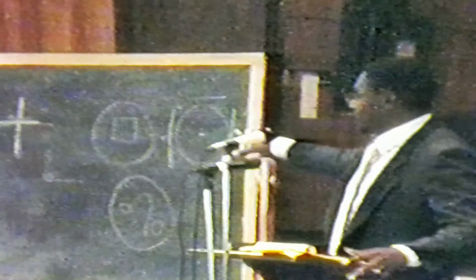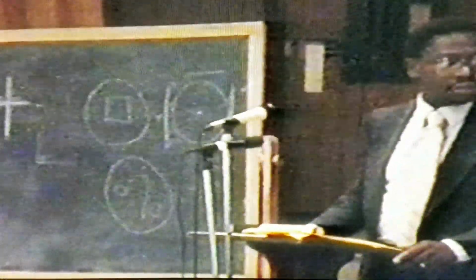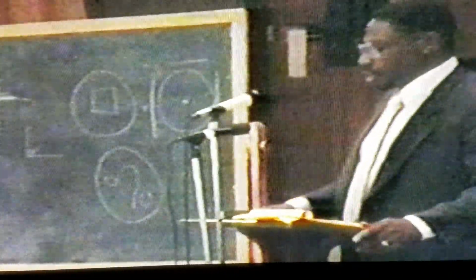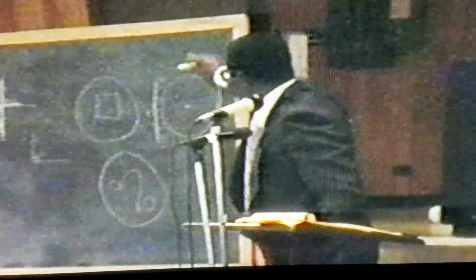Now, for Masonry, this is a Masonic symbol here. It's a point in a circle. And those two lines represent, and that line over the top, this is really a scripture, the scripture flying over the top.